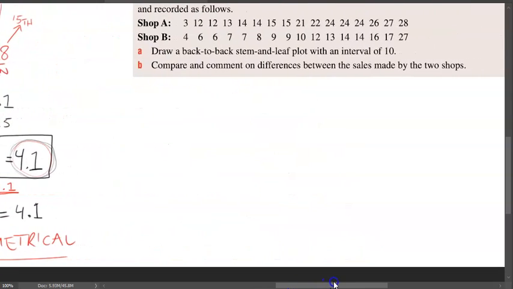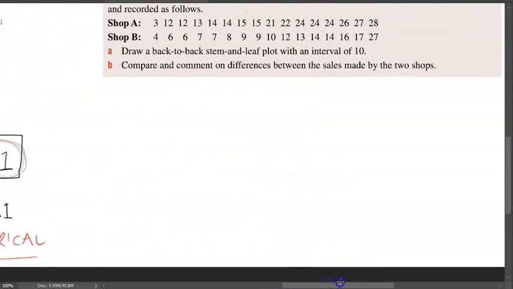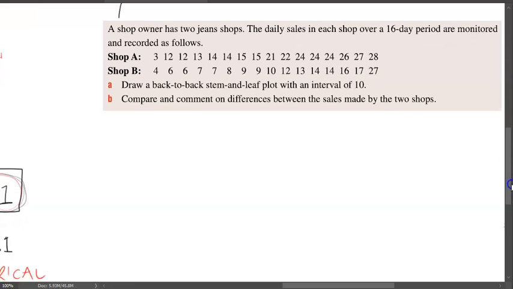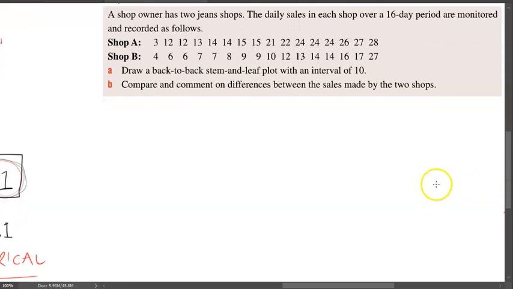With this, we can also create back-to-back stem and leaf plots. And back-to-back stem and leaf plots are pretty much two stem and leaf plots that we create using the same stem, the leaves will not only be on the right hand side, but on the left hand side, depending on what categories we have. In this case, we have two categories for this example. So let's have a look at this example.